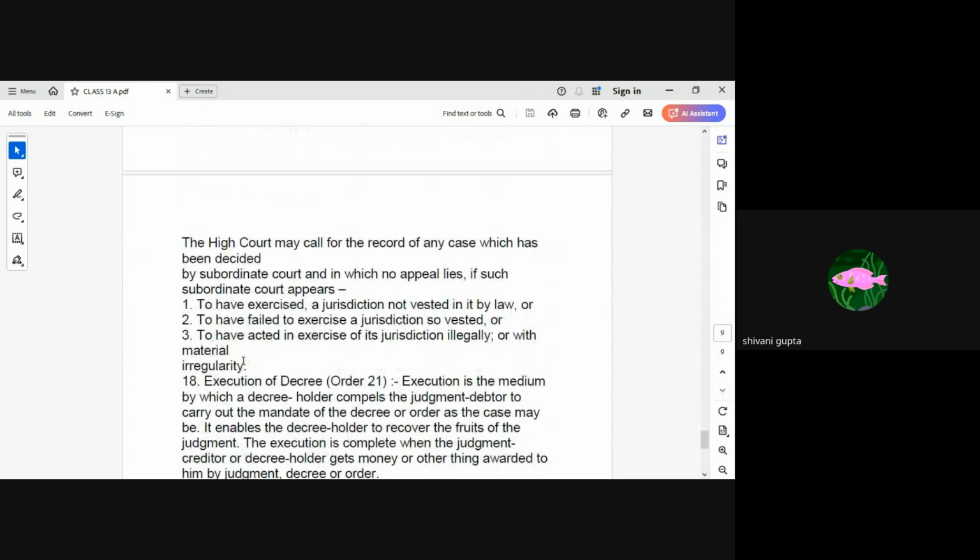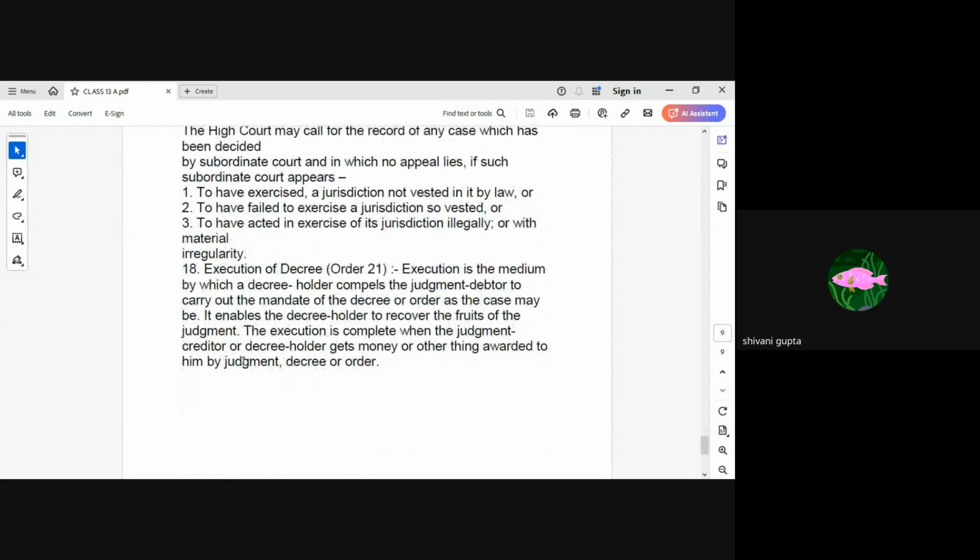Now comes the last step, that is the execution of the decree. Execution of the decree is given under Order 21. Execution is the medium by which a decree holder compels the judgment debtor to carry out all the mandates of the decree, all the claims that have been made, or the orders of the case. It enables the decree holder to recover the fruits of the judgment. The execution is complete when the judgment creditor, the decree holder, gets the money or the thing awarded to him by the judgment, decree, or order.